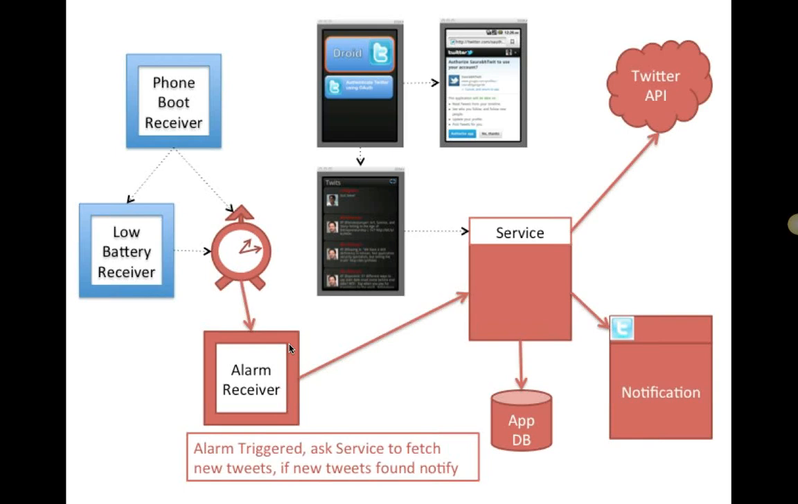And the broadcast receiver, which is the alarm receiver you can see below, is the one which will actually poke the service. If you do a start service on the service, it's a fire and forget request given to the service. And now the service will go to Twitter, fetch new information, and compare with the database whether it has new information or whether this information is stale. If the information is new, it will pop up a notification on the notification bar. When I pull that notification down and click on it, it will open the tweets screen.